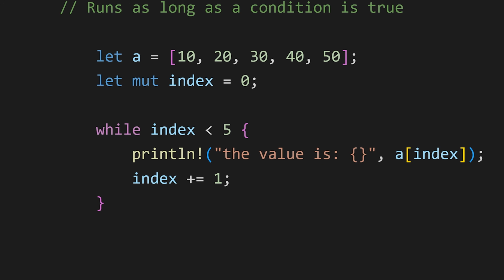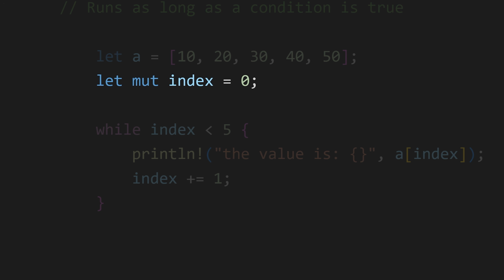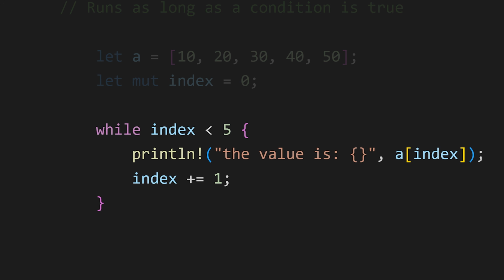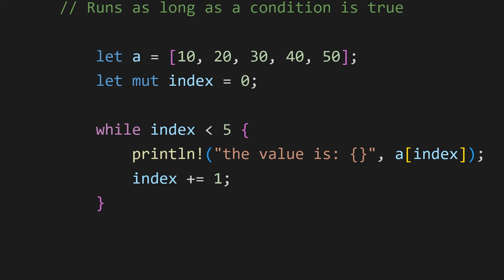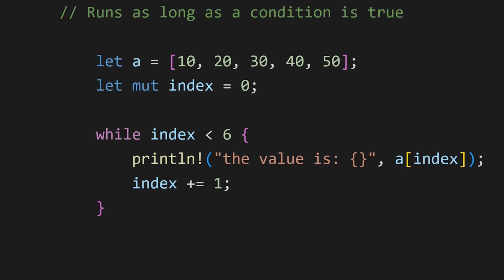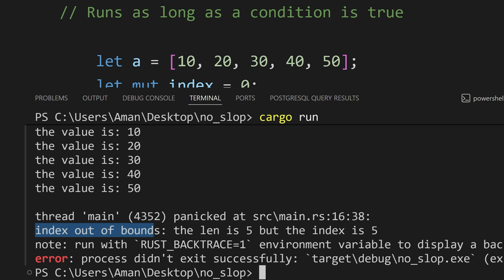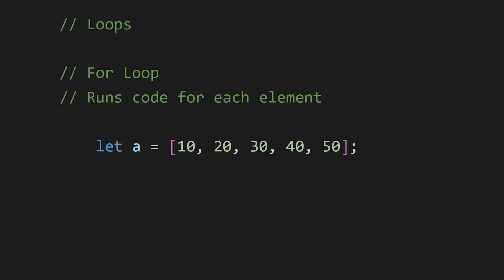Here, I've got an array and an index variable. The while loop uses that index to access each element and print it. But you might already spot a problem. We have to keep track of the array's length ourselves, and if we accidentally access an index outside the bounds of the array, Rust will give us an index out of bounds error. Fortunately, there's an easier way to loop through collections, the for loop. We use the for keyword followed by a temporary variable, then the in keyword, and finally the collection we want to loop through.